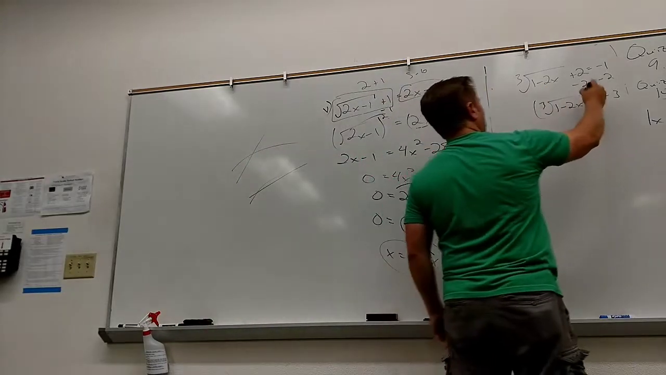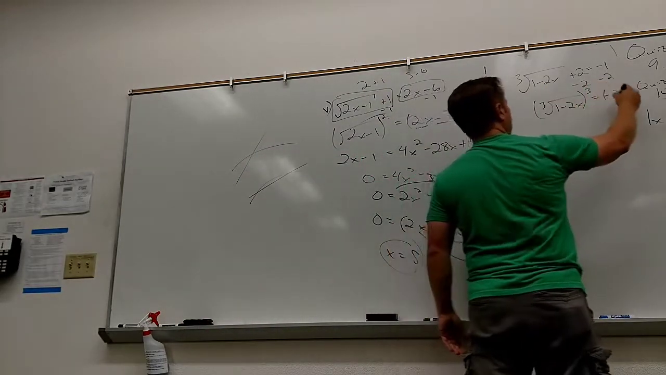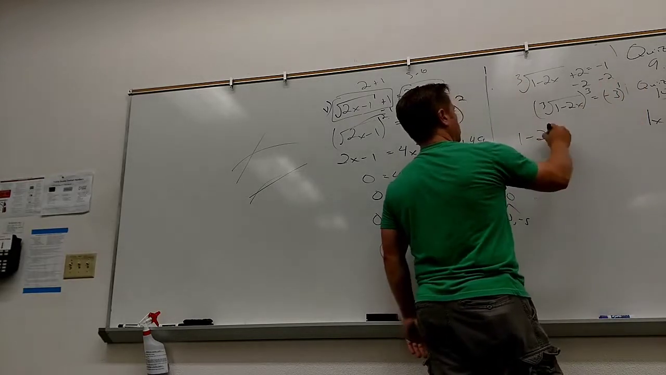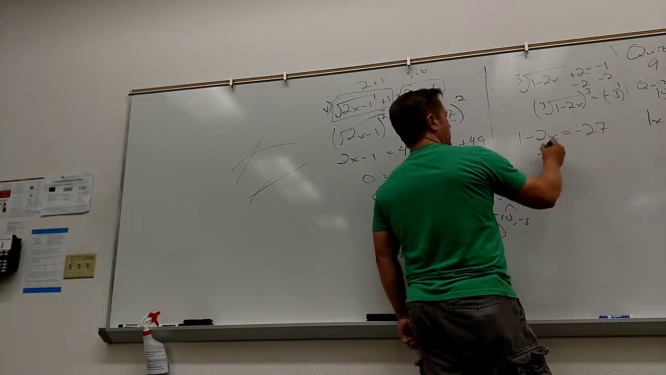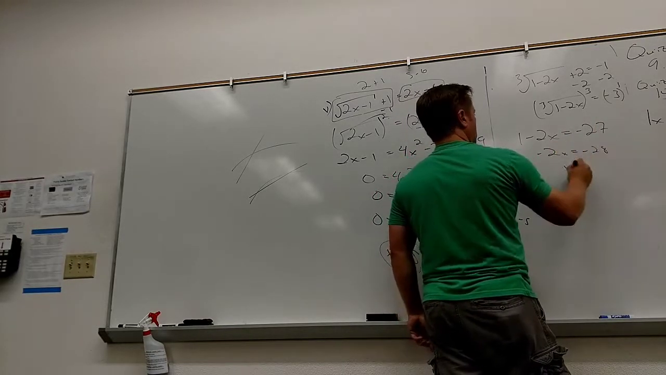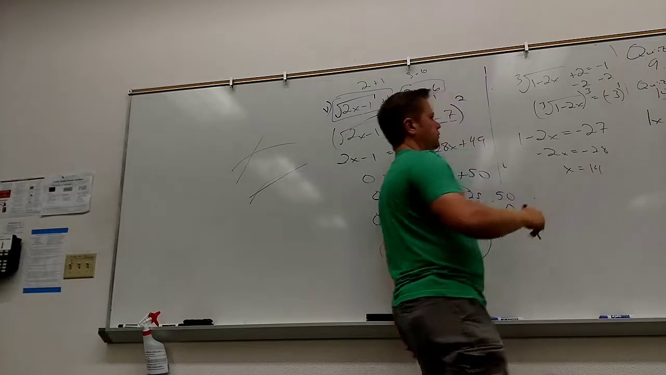So then you cube both sides, because that's the opposite of a cube root. So you get 1 minus 2x equals negative 27. Subtract 1, divide by negative 2.